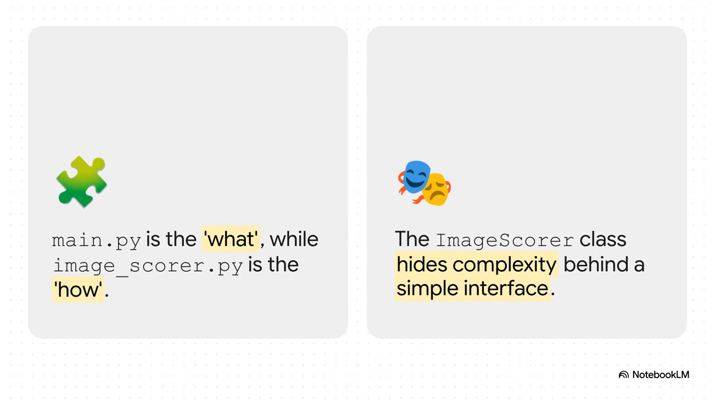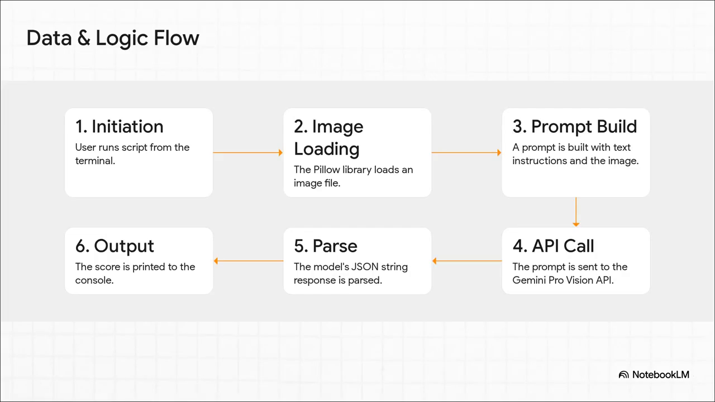First up is separation of concerns. You've got one script, main.py, that just worries about what to do, like which files to process, and another, imagescore.py, that handles how to do it, all the AI scoring logic. It also uses something called the facade pattern, where this image score class gives you one simple function to call, and it hides all the messy API stuff behind the scenes. It's really elegant.